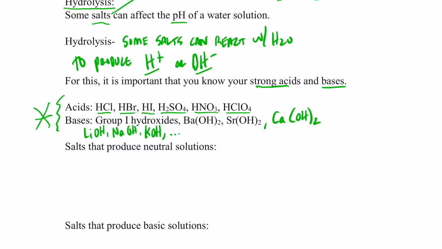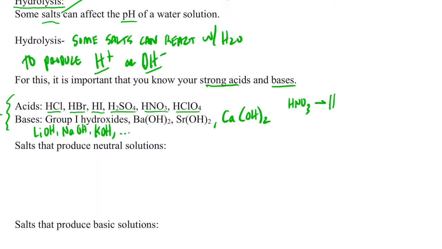Now, the reason I'm having you memorize those is because strong acids and strong bases, when placed in water, separate from each other 100% of the time. So for instance, if I had HNO3 placed in a water solution, 100% of the time it would dissociate into H+ and NO3-. It would actually ionize and form those two ions all the time. These two ions are not attracted to each other when placed in a water solution. They're more attracted to water than they are to each other.